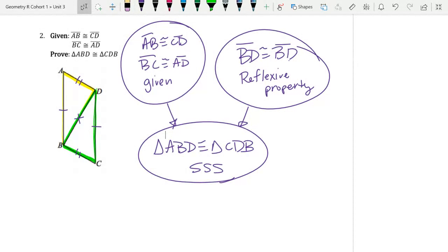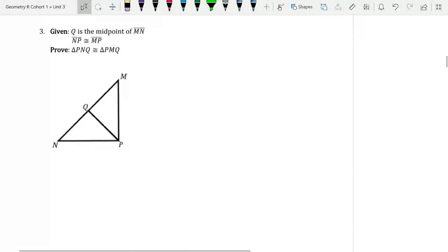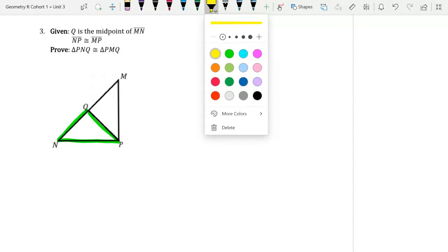Let's try another one. In the next example, I have a different picture and I have some interesting givens, right? The first given says midpoint, so that means I don't have to infer or think of something from that given. The second given just tells us two segments are congruent. We like that one. But let's start with highlighting first. So let's highlight the two triangles they're asking me to prove.